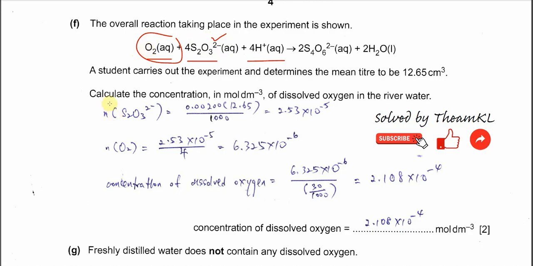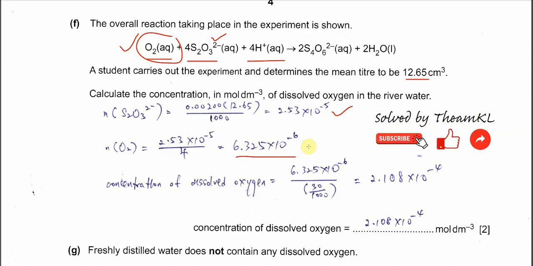So the mole of thiosulfate, we just use MV over 1000, so it's 0.002 times the volume given, 12.65 over 1000, we get the moles of thiosulfate. So use this one, divide by 4, it will be the moles of oxygen because it follows this equation, 1:4 ratio. So the moles of oxygen now is 6.325 times 10 power negative 6.